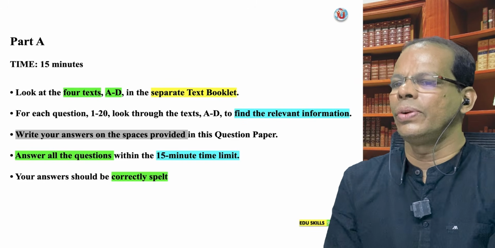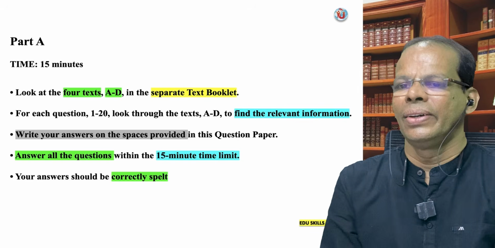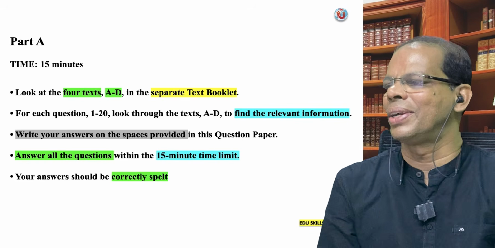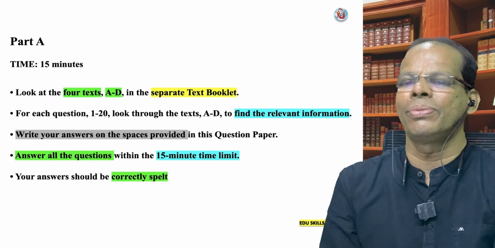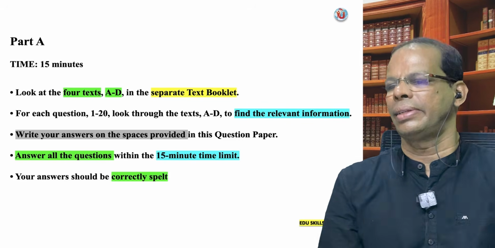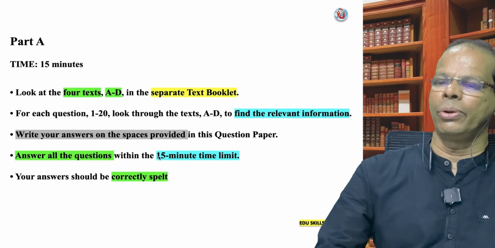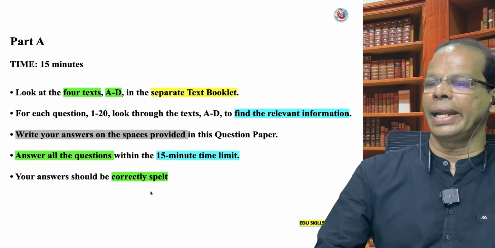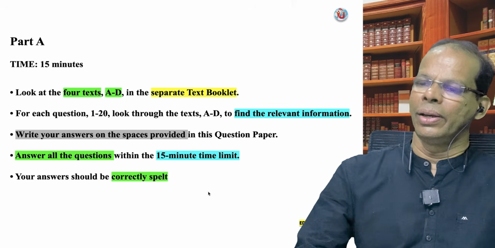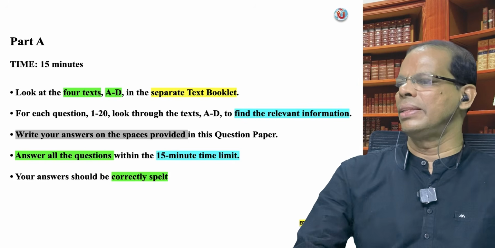For each question 1 to 20, look through text A, B, C, D to find the relevant information. Write your answers in the spaces provided in the question paper. Some people write answers in different places, so make sure you just fill in the space given for the answer. Answer all the questions within the 15-minute time limit, as the answer sheets of part A will be collected. After 15 minutes, you will not be able to do anything later. Your answers should be correctly spelled. Spelling mistakes will be penalized, and a good number of you lose your score because of mistakes in spelling. You are not allowed to make even minor mistakes in spelling.